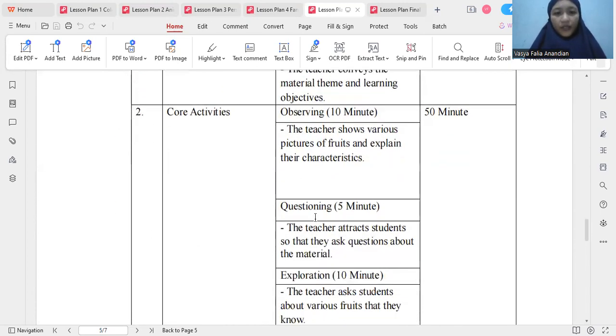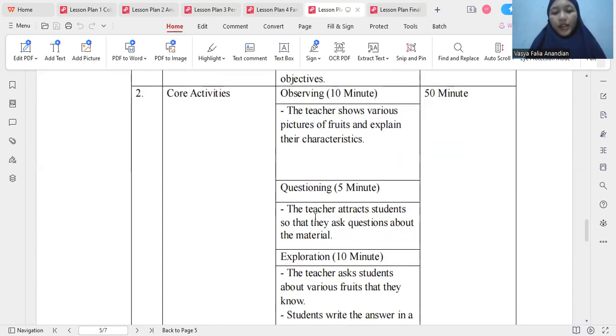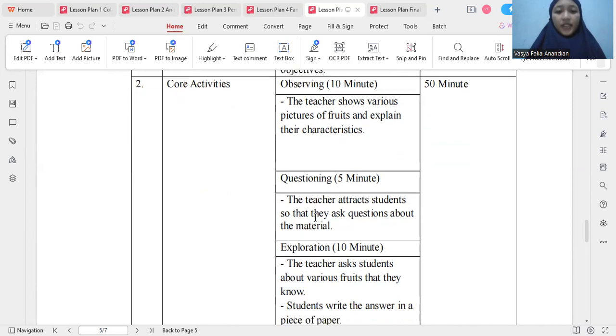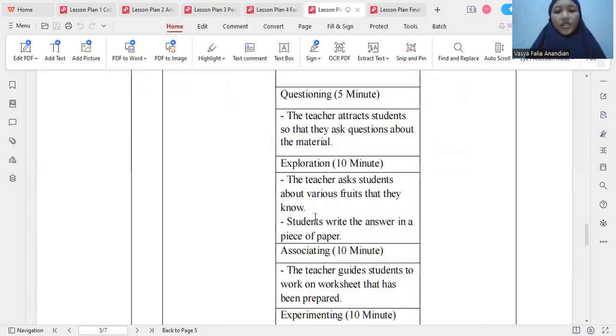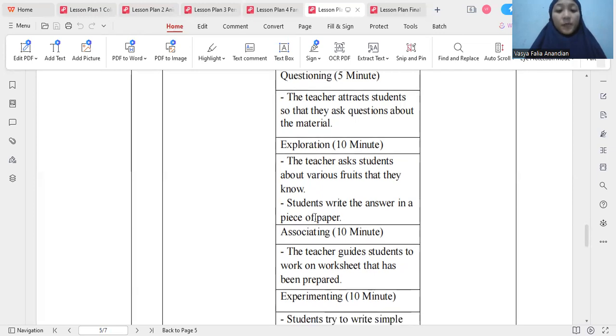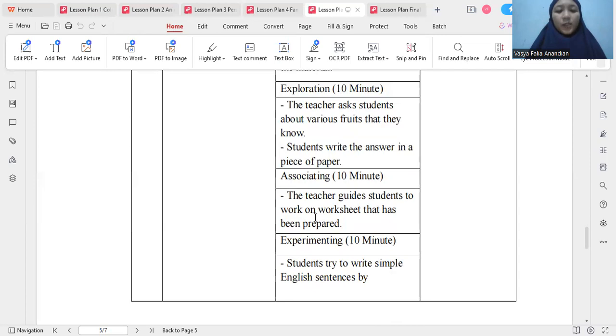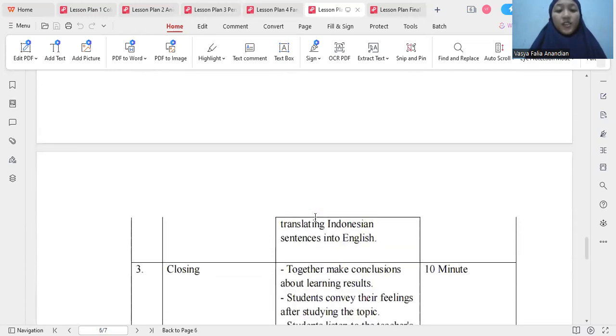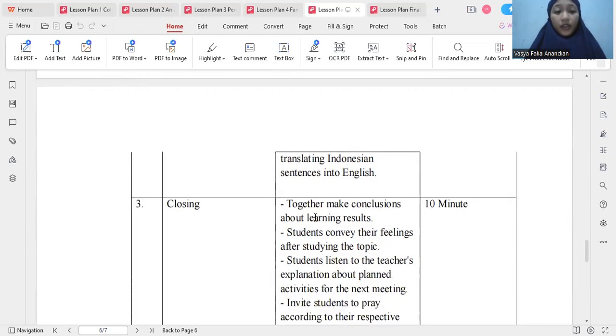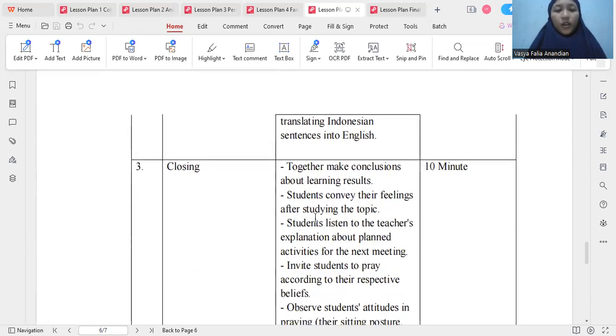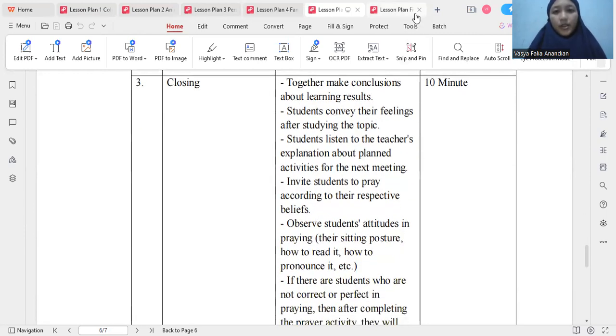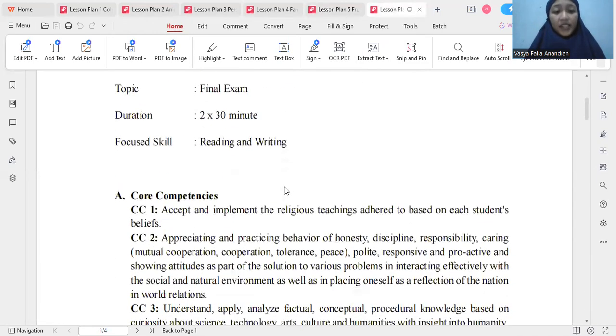These are the core activities. Explain the materials and their characteristics about the fruits. Attract students to ask questions about the various fruits that they know. Write the answer on a piece of paper. The teacher guides students on the worksheet that has been prepared. Write simple sentences by translating Indonesian sentences into English. The closing activities are to make conclusion, convey your feelings, pray, and observe the students. So the last one is the final exam.